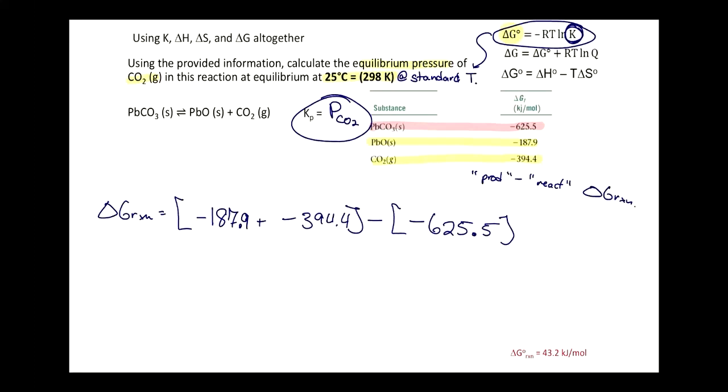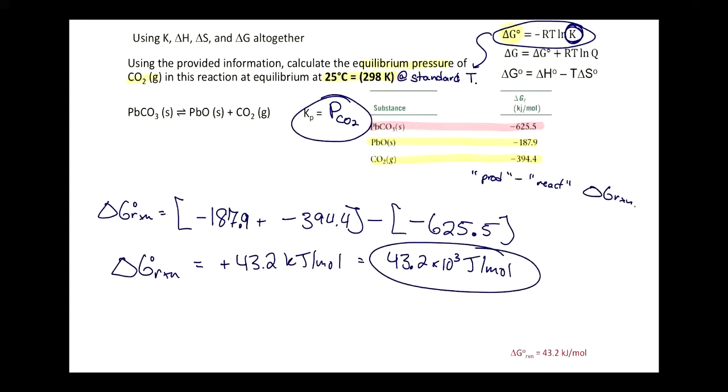So we can go ahead and use the table value. Delta G, oh sorry, this should be a naught, for this reaction is positive 43.2 kilojoules per mole, or we can say this is 43.2 times 10 to the 3 joules per mole. This is important because we're not done yet.